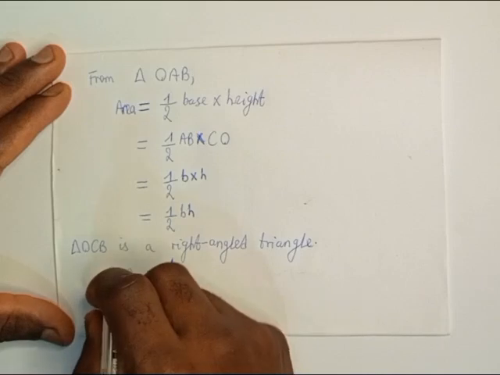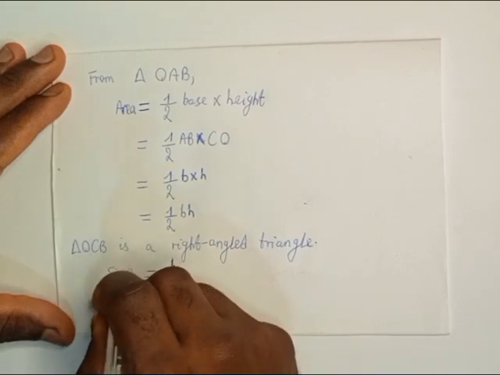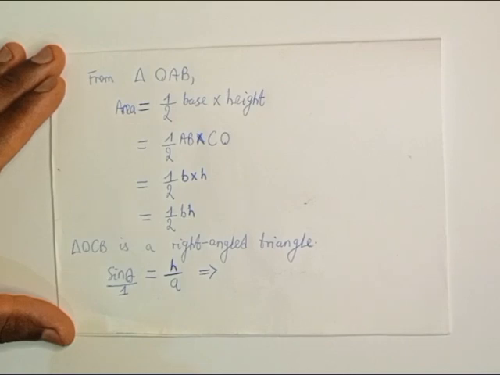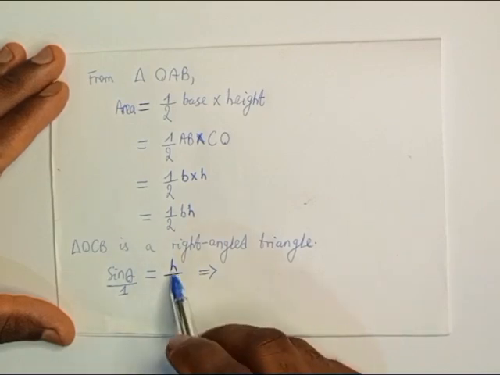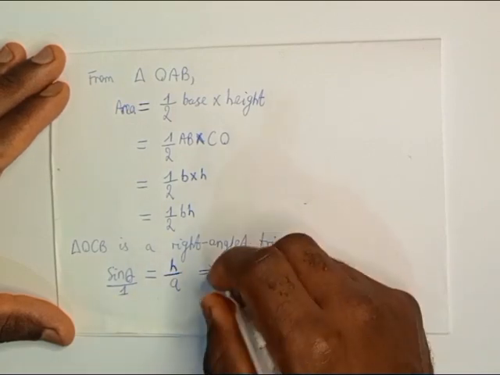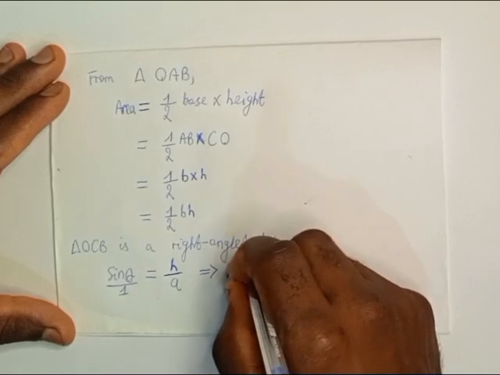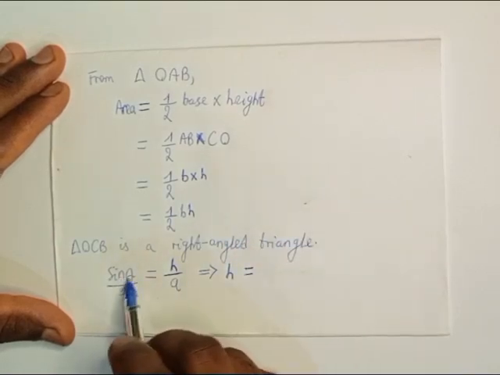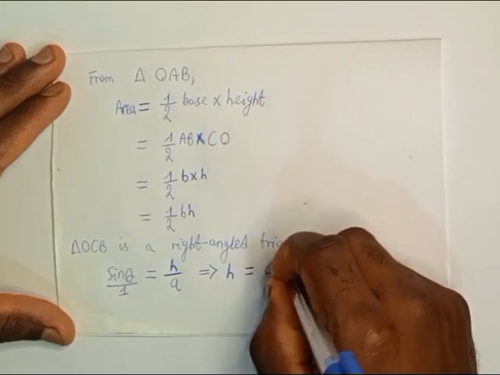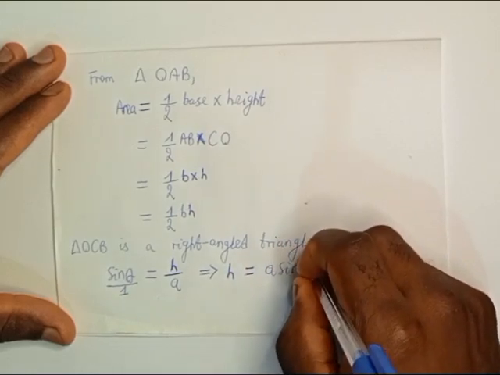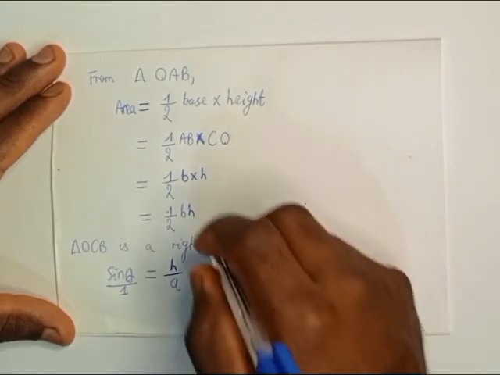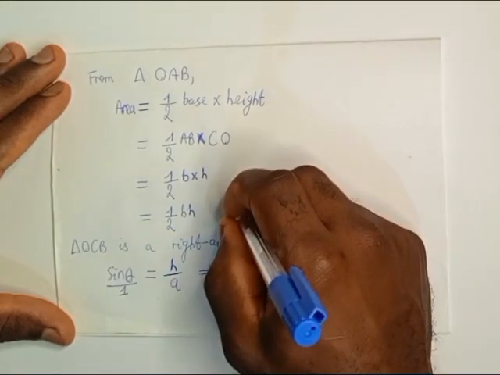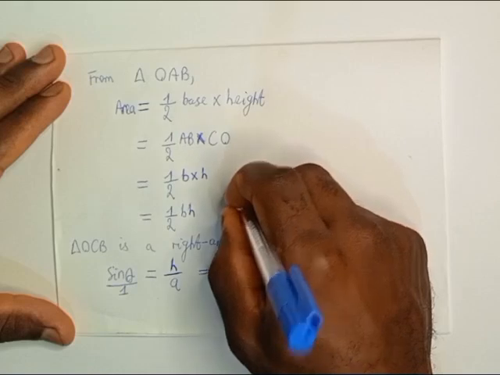We know sine theta here can be expressed as sine theta over 1. Then, if we perform cross multiplication, H times 1 gives us H to be equal to A times sine theta. This will give us A sine theta. We call this one equation 2. We call this one equation 1.